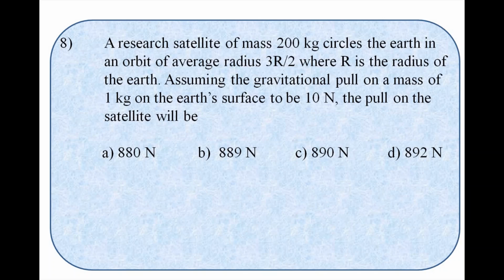A research satellite of mass 200 kilograms circles the earth in an orbit of average radius 3R by 2, where capital R is the radius of the earth. Assuming the gravitational pull on a mass of 1 kilogram on the Earth's surface to be 10 Newton, the pull on the satellite will be: option A is 880 Newton, option B is 889 Newton, option C is 890 Newton and option D is 892 Newton. So let's see the solution.